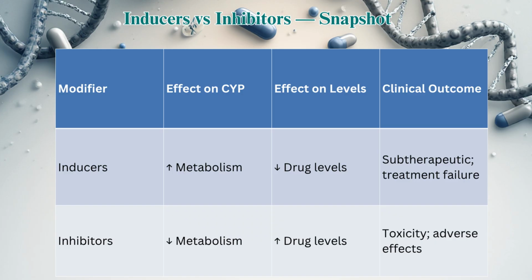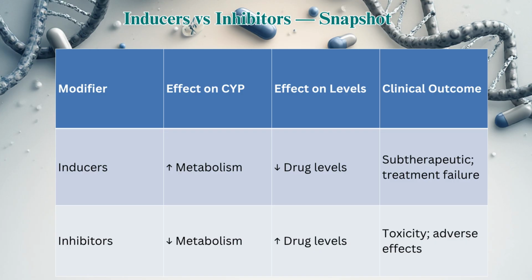Now look at the inhibitors row. When a drug is a CYP450 inhibitor, it decreases metabolism. The enzyme is working more slowly. That means the body breaks down the drug more slowly and the drug levels go up. Clinically, that puts the patient at risk for toxicity and adverse effects because the same dose now results in a much higher concentration in the bloodstream.